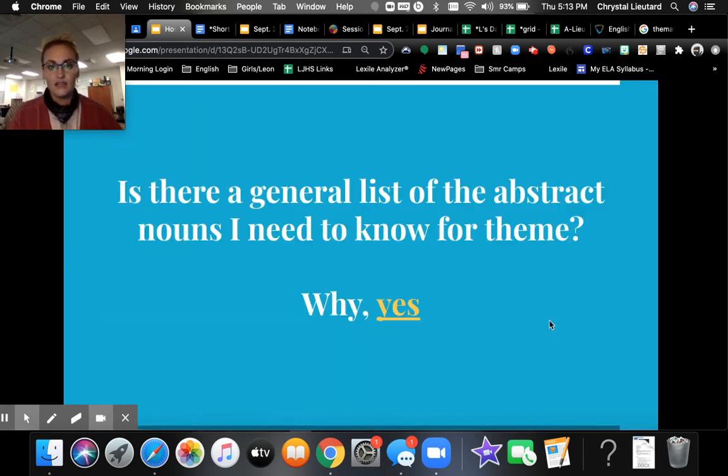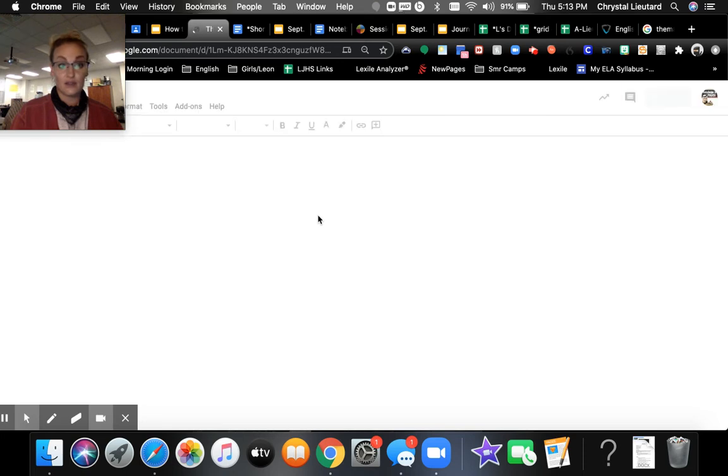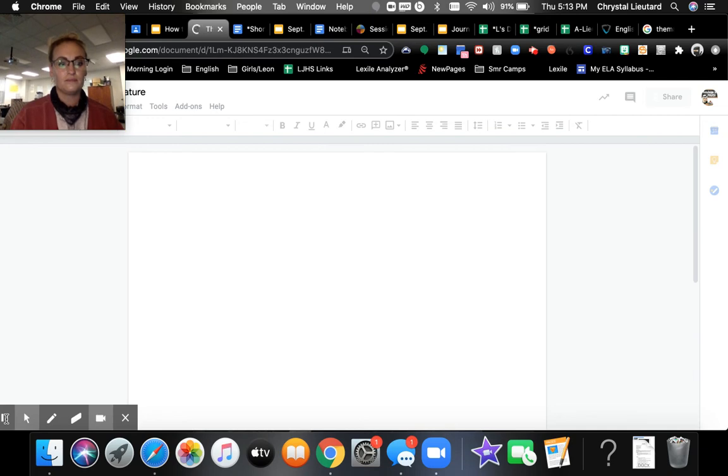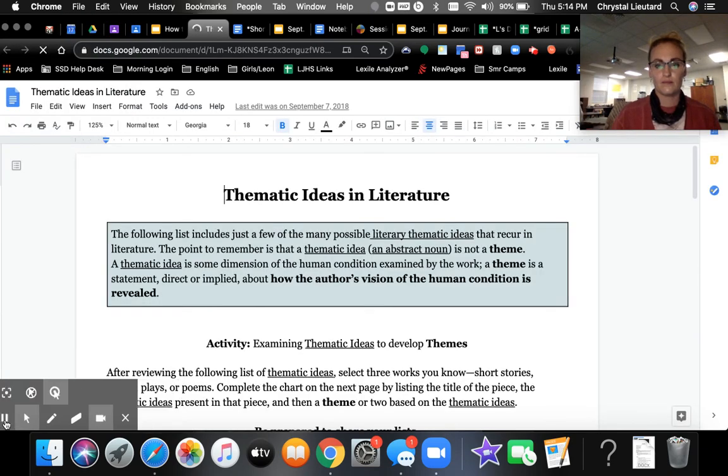So, last thing. Is there a general list of the abstract nouns that I could look at and brainstorm with when I'm reading my story and thinking about my story? Yes, there is. So let's see. You have a document that is called Thematic Ideas in Literature, I believe. You could use this document and walk through the steps that this document does to help you find a thematic statement. But I'm telling you, if you use my list that I gave just now in the slideshow, you will get a beautiful thematic statement every time, okay?